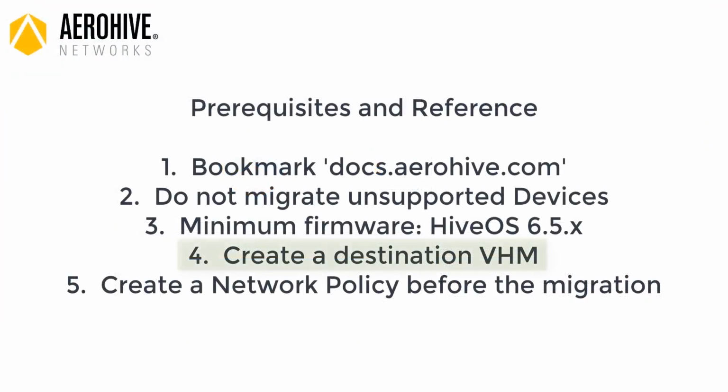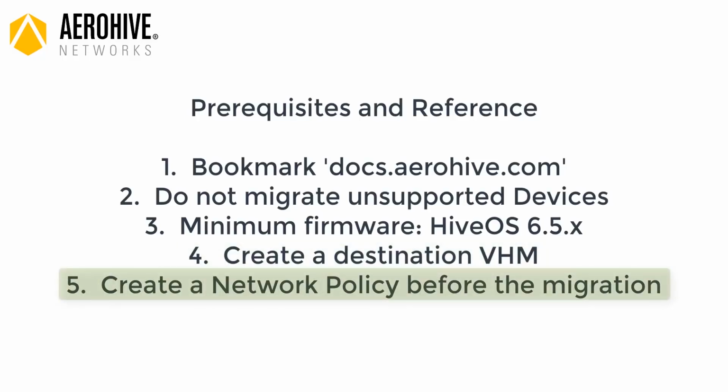For item number 4, we will need to create a destination VHM. This is just simply registering at cloud.aerohive.com for a HiveManager account. We will go over this in the migration steps. For item number 5, we will create a network policy before the migration. This is simply building the configuration elements and making sure they're ready to go for when we move our devices over.